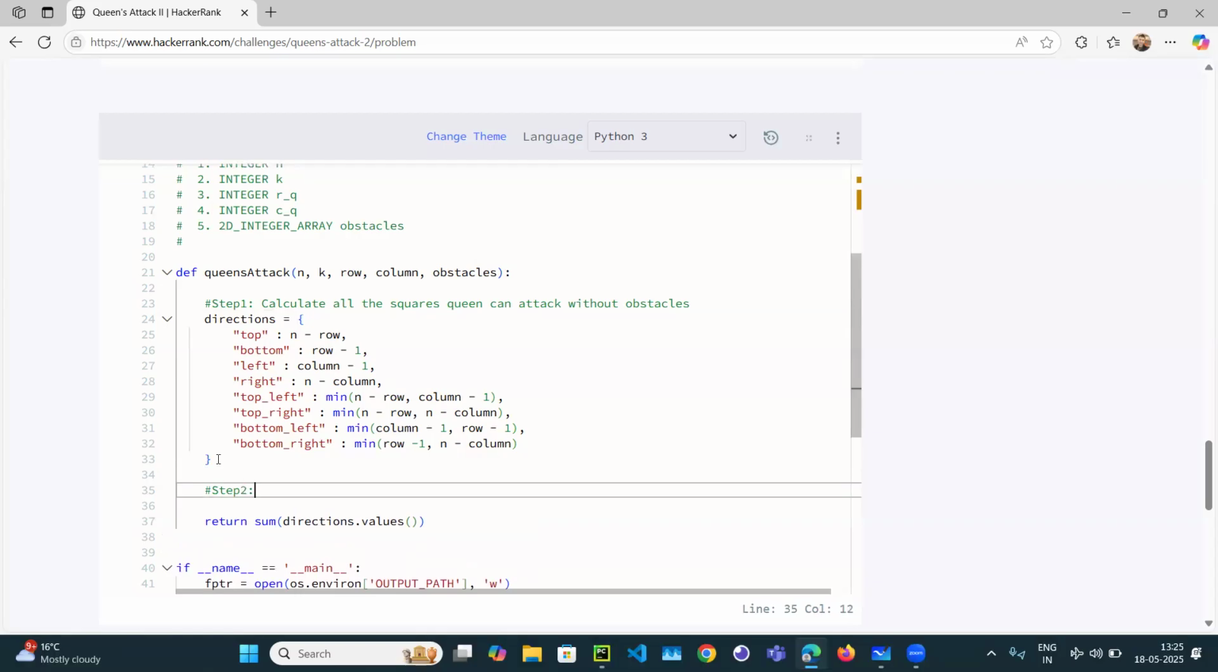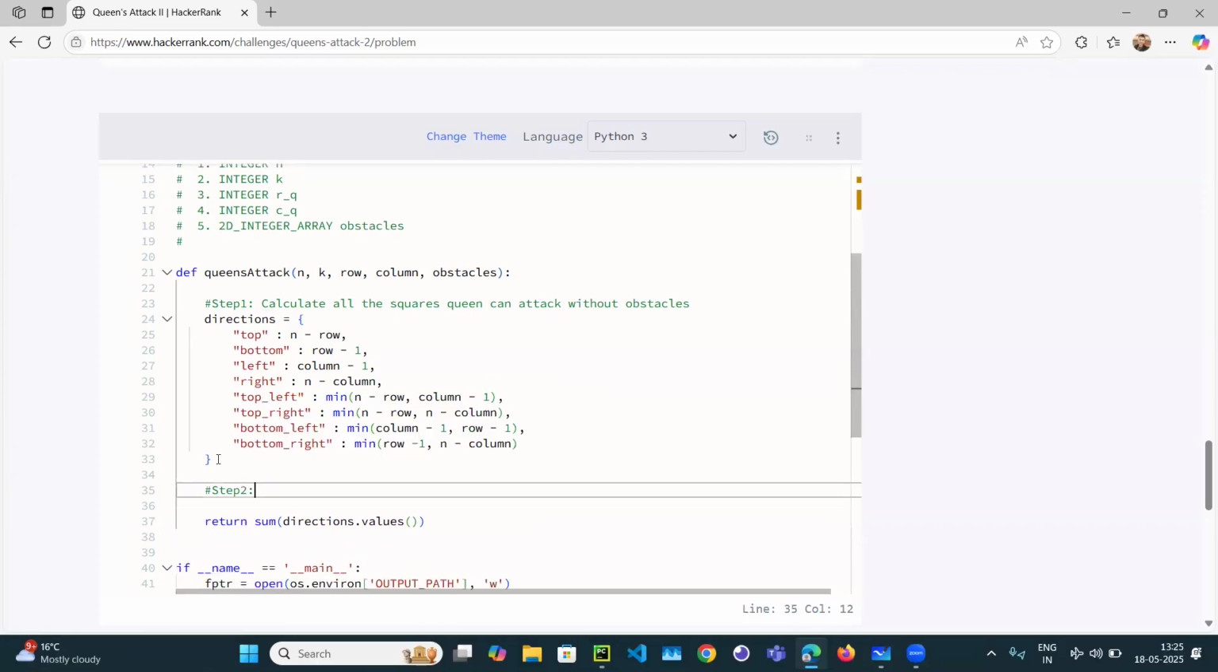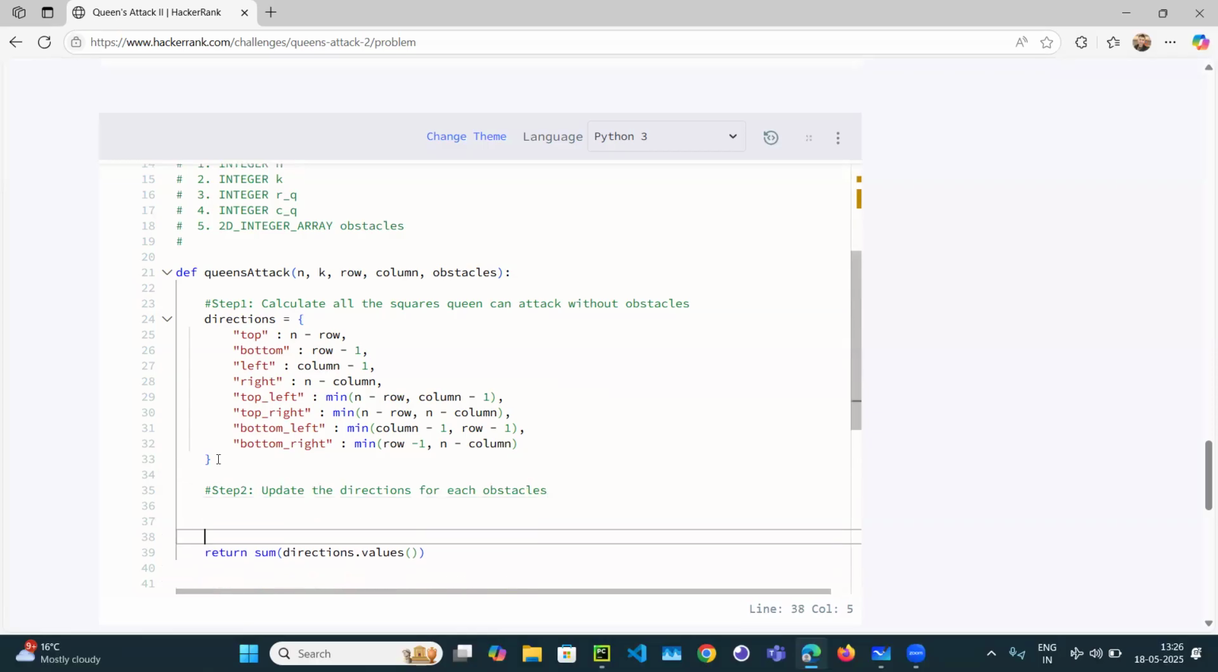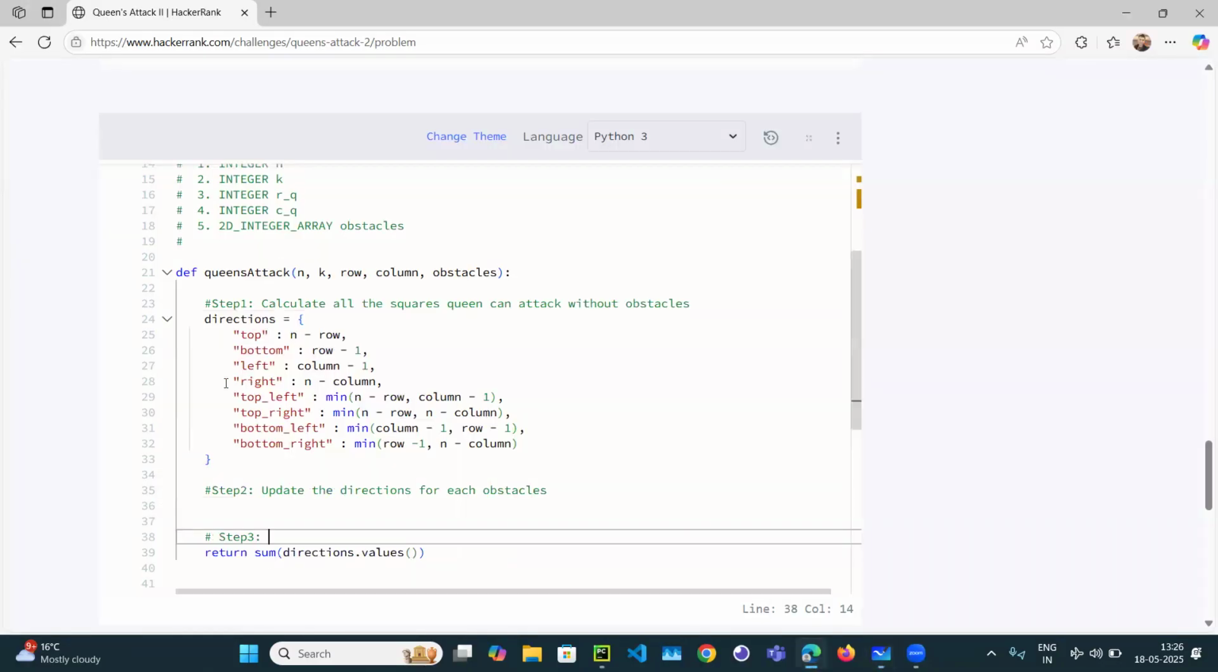Step two is to update the directions for each obstacle. Step three, return the sum of all the directions. Why do we need to update? Because the question says there can be obstacles. Currently, till this point, the code is just without obstacles, but there are obstacles as well.